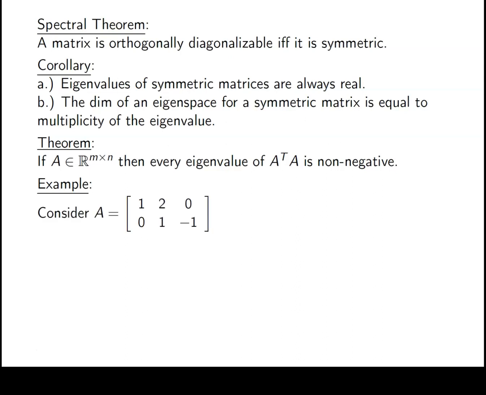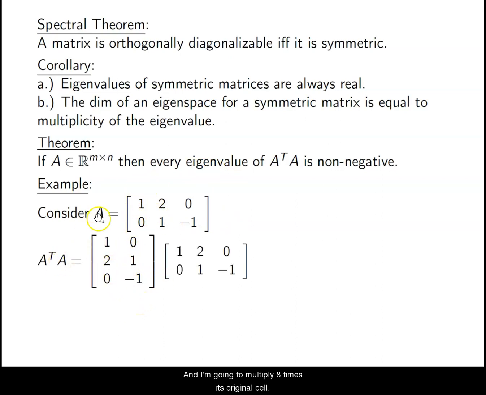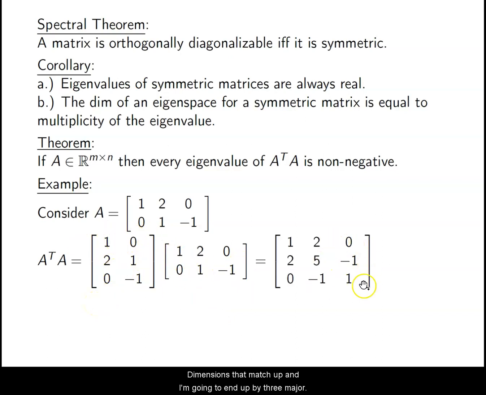Again, this is going to be a symmetric matrix. So let's consider A: 1, 2, 0, 0, 1, negative 1. Now, if I take A transpose A, that means I'm going to turn this and rotate it 90 degrees, put it on its end, and multiply it times its original self. Notice I have dimensions that match up, and I'm going to end up with a 3 by 3 matrix. If you look at this 3 by 3 matrix, it's symmetric.